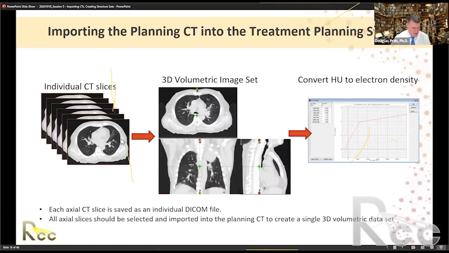So what the planning system does is it'll pull in all of these CT scans and then generate this 3D volume. In the process, though, the Hounsfield units on the individual pixel intensities need to get converted to an electron density, or in some planning systems, a mass density.